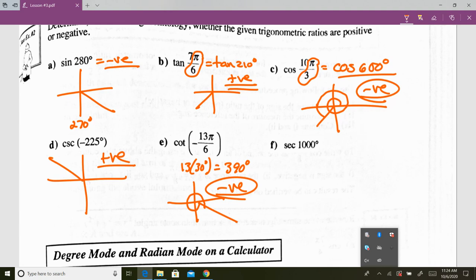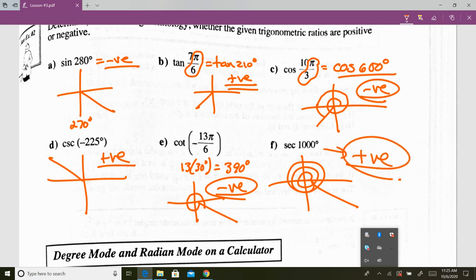And the last one, secant of 1,000. Twice around is 720. What's 3 times around? It's over 1,000, right? 1040. So it's got to be in quadrant 4. Is that right? Does everybody agree with that? I'm not going to give you stupid stuff like that because nobody cares. 1, 2. There we go. What's secant? That's cosine, so this has to be positive.